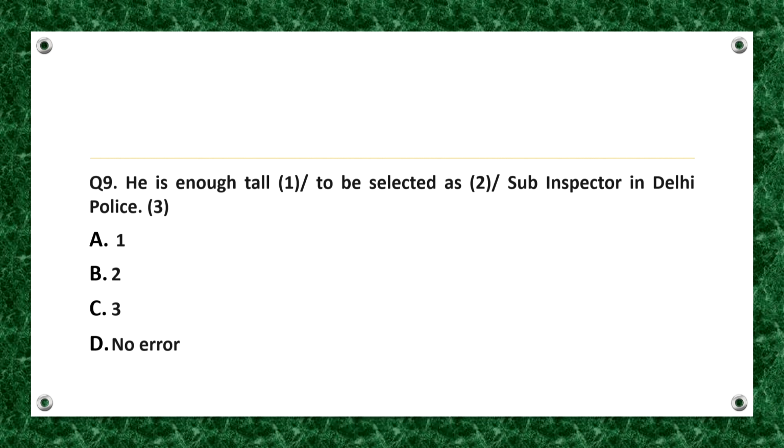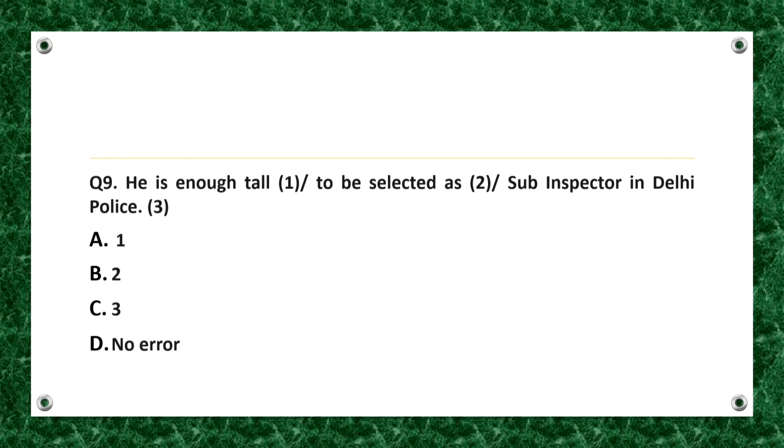So, is it done? Let's tally. Let me first read out the sentence given. He is enough tall to be selected as sub-inspector in Delhi Police. So, the grammatical error lies in part 1 of the sentence.